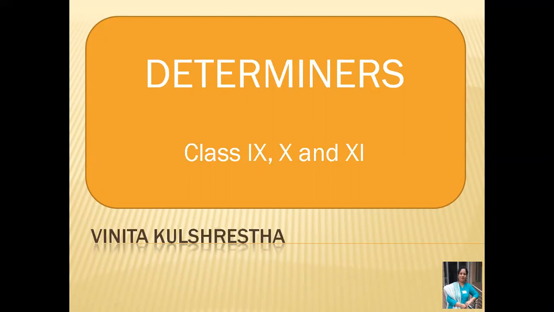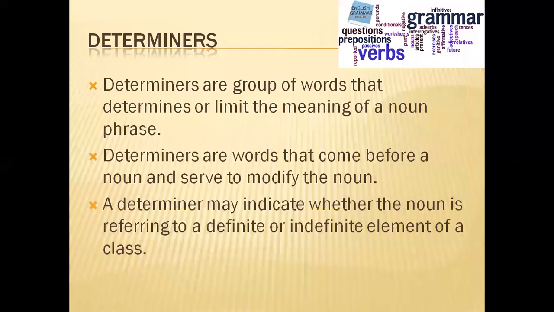It is for classes 9th, 10th and 11th. Determiners are a group of words that determine or limit the meaning of a noun phrase. Determiners are words that come before a noun and serve to modify the noun. A determiner may indicate whether the noun is referring to a definite or indefinite element of a class. To understand in detail, we'll move further.